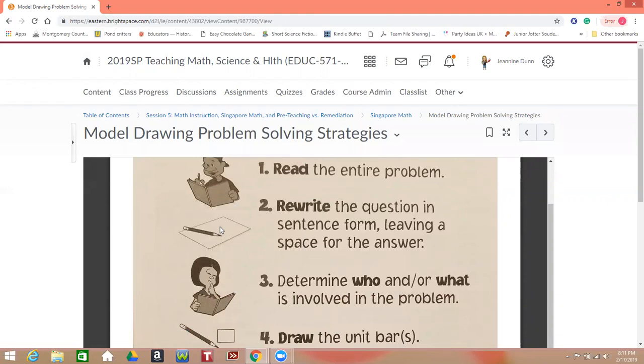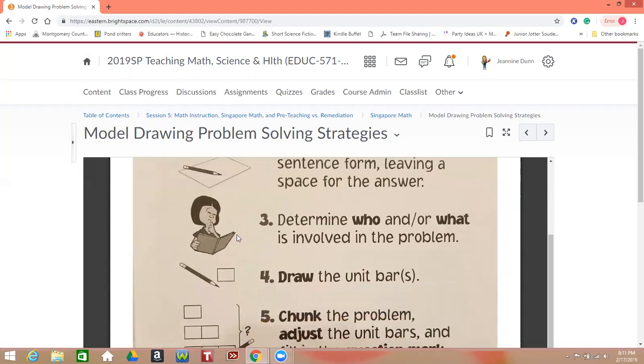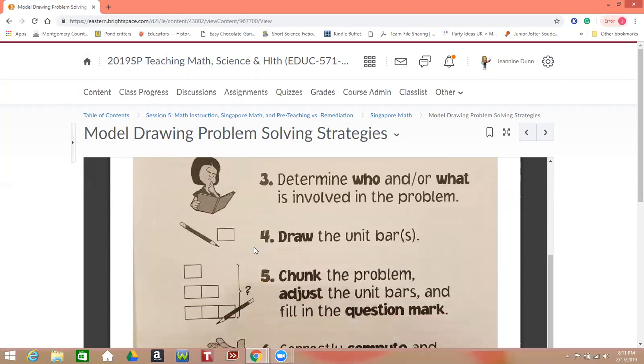This is a really good strategy because it encourages the students to really focus in on what the question is asking them to solve for. And one thing that is a good habit for them to get into is being able to write their answers in a sentence, as well as including units, because again, it's a way for them to fully explain their work. Step 3 is to determine who or what is involved in the problem. Step 4 is drawing the unit bars, which we will take a look at in a second.